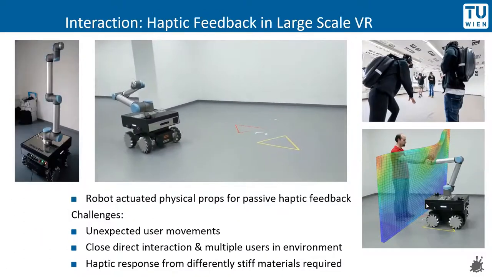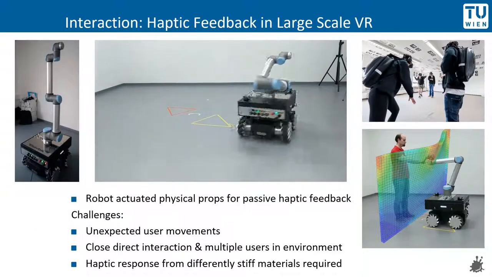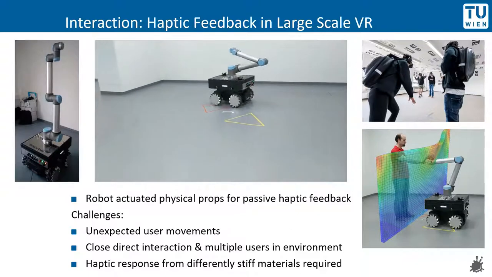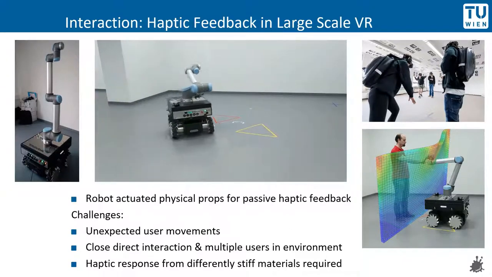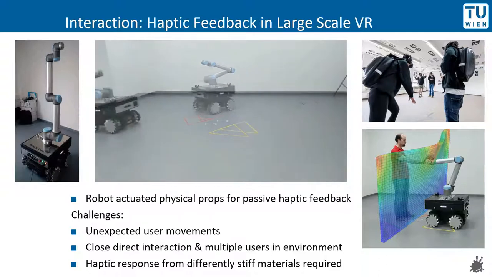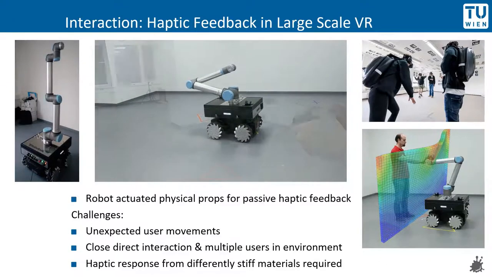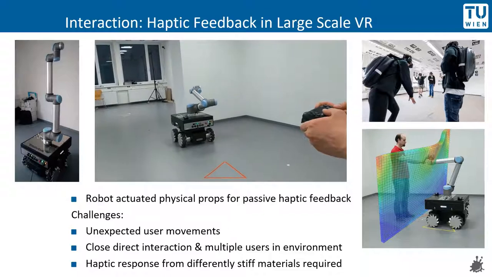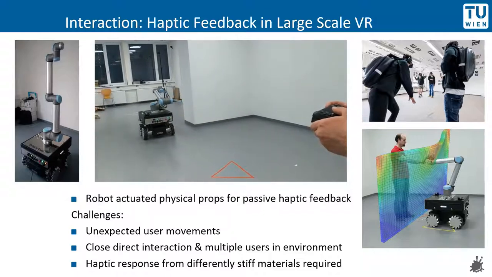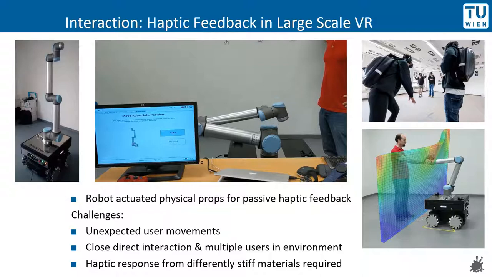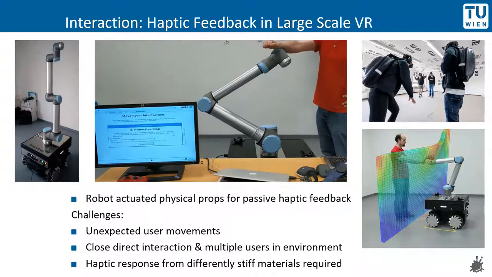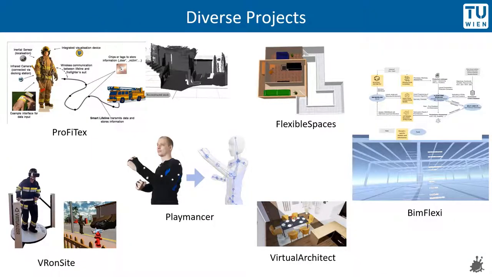Our next research goal is to enable realistic haptic interactions anywhere in the virtual world for all users. We are working on a mobile robotic platform that will bring haptic props to users, allowing them to touch the virtual world. Challenges of this research include accounting for unexpected user movements, simulating different material properties, and enabling realistic close-range interactions for multiple users. Our other projects include the applications of mixed reality for health, first response training, real estate, industrial building design, as well as research into redirected walking and perceptual illusions.